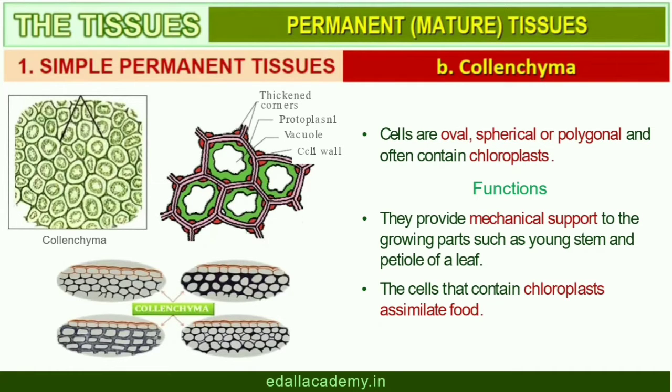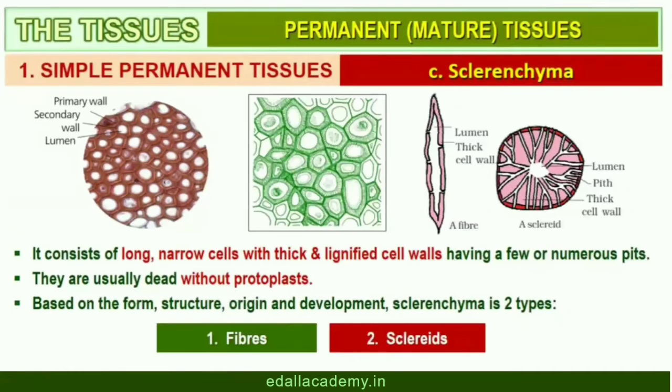They provide mechanical support to the growing parts of the plant such as the young stem and petiole of a leaf. Sclerenchyma consists of long, narrow cells with thick and lignified cell walls having a few or numerous pits. They are usually dead and without protoplasts.